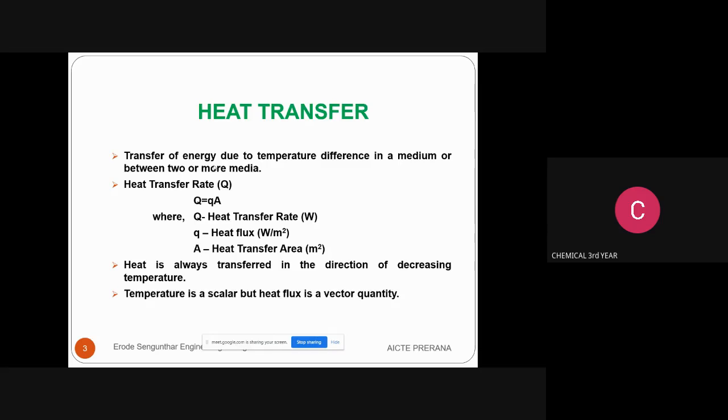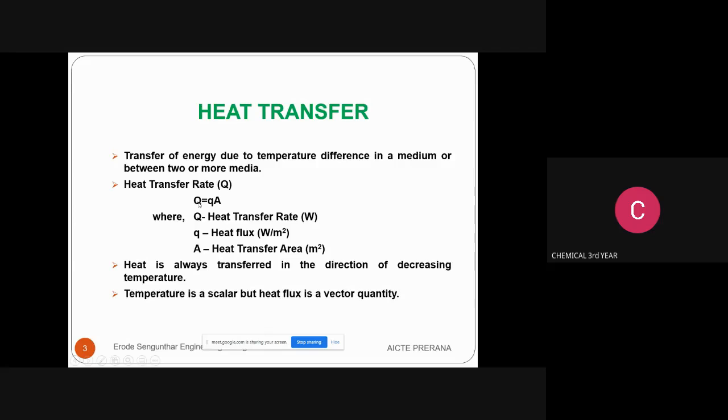So the same thing, heat transfer rate. Here we can denote it with the symbol Q, capital Q. We have two symbols, one is capital Q and the other is small q. What is the difference between capital Q and small q? Because most of the time we make mistakes with capital Q and small q. Capital Q is your rate of heat transfer or heat transfer rate. Small q is heat flux. Okay, got it?